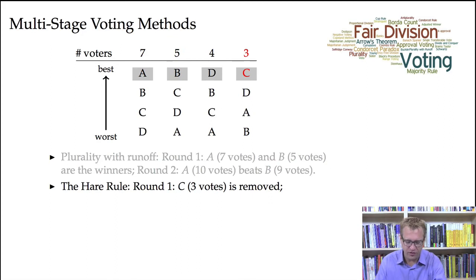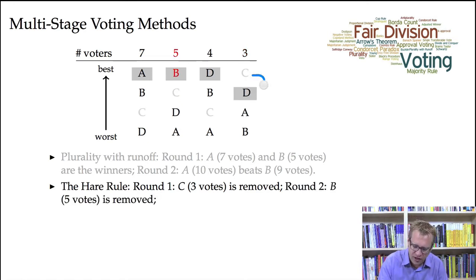What about the Hare system? So the Hare system starts off in exactly the same way. You look at the number of first place votes, but rather than just jumping to the top 2 candidates, we look at the candidate that received the fewest number of first place votes, in this case it's candidate C, and remove that candidate from consideration. So C's votes in this last column are going to be transferred to D. And now in the second round, D actually ends up with more first place votes than candidate B.